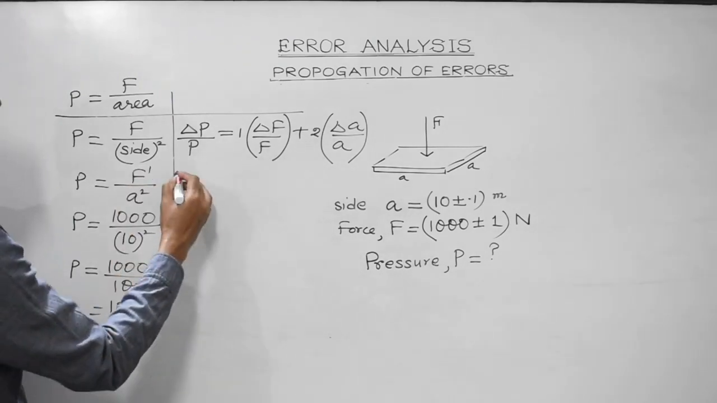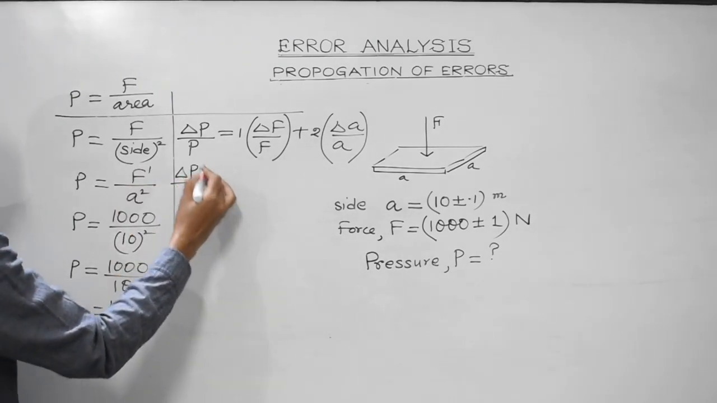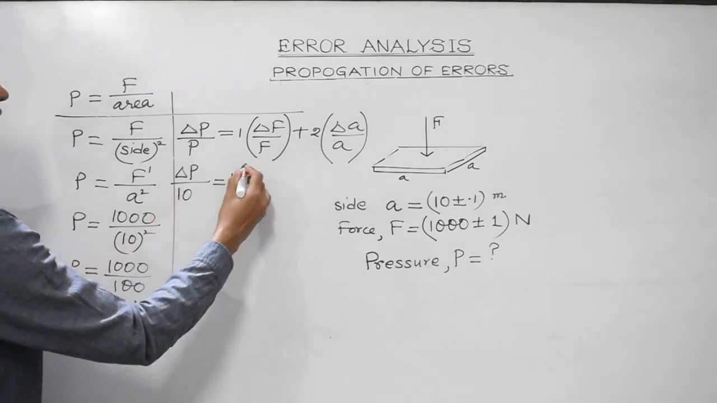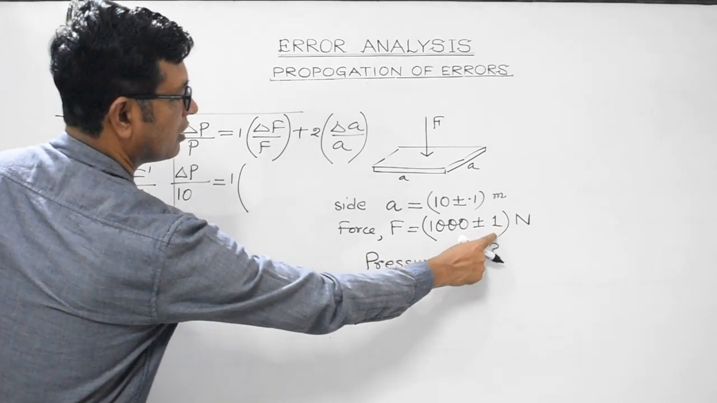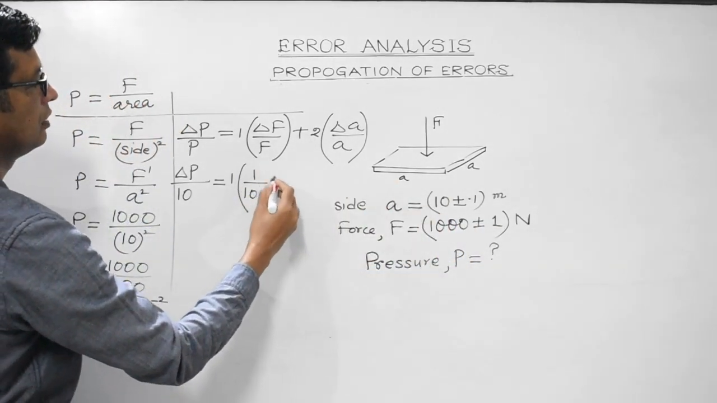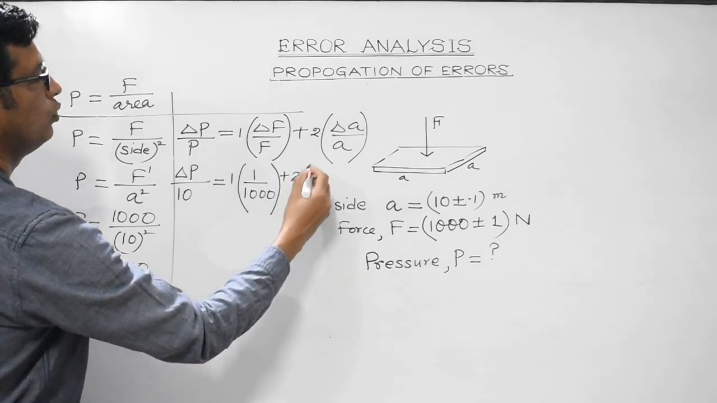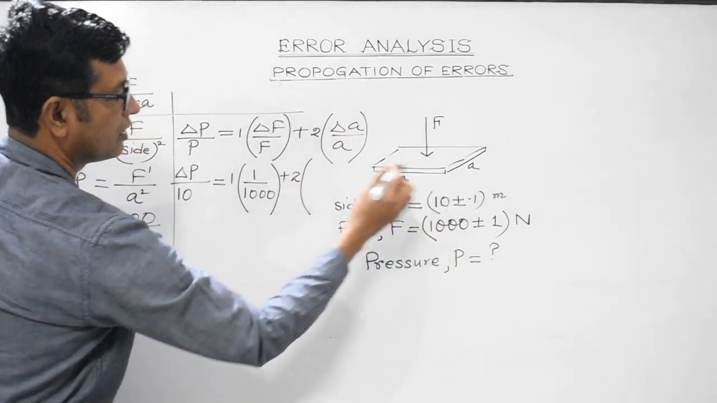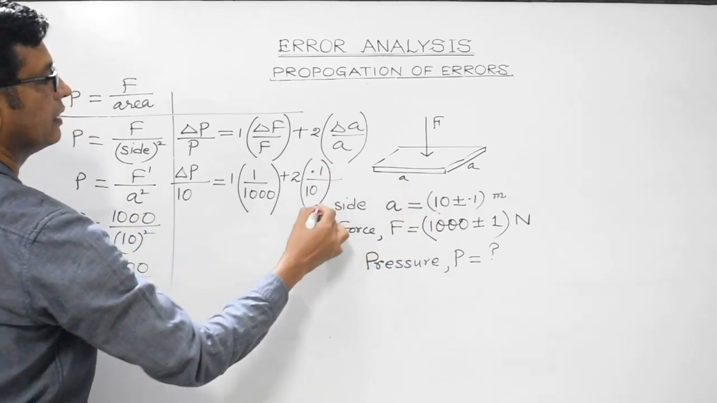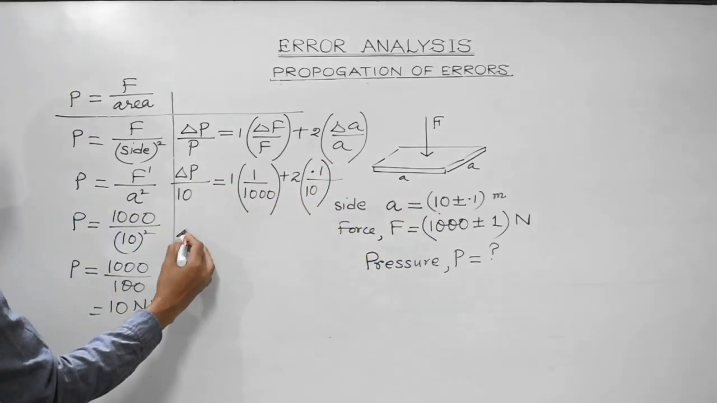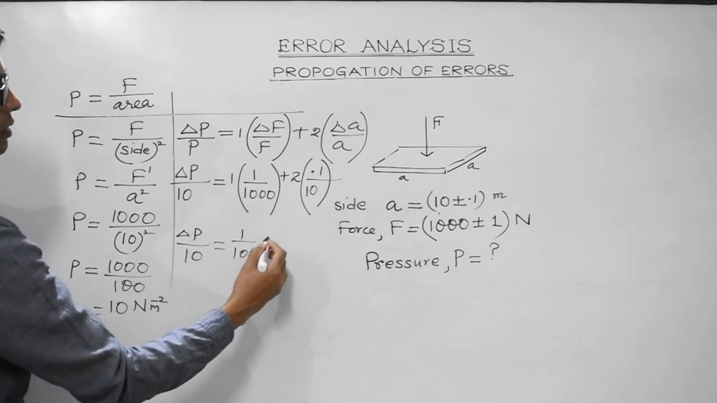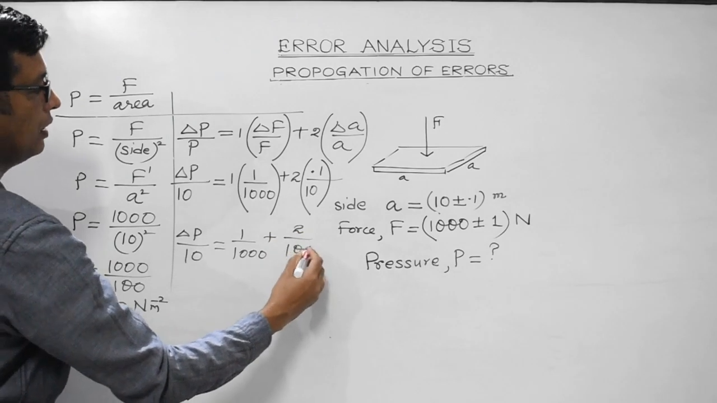Let's find this. So del P over P, where the true value of pressure is 10, will be equal to 1 time... what is del F, the absolute error in force? It is 1. Force is 1000. Plus 2 times... what is del A, the absolute error in the measurement of side? That is 0.1, divided by the true value, 10. Right? Let's solve it. Del P by 10 is equal to 1 by 1000 plus 2 by 100.